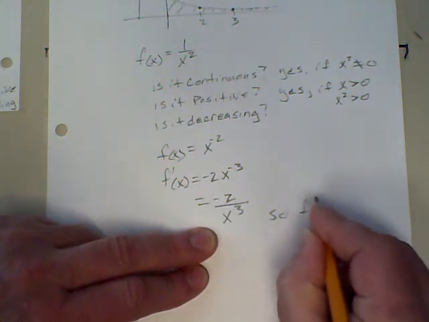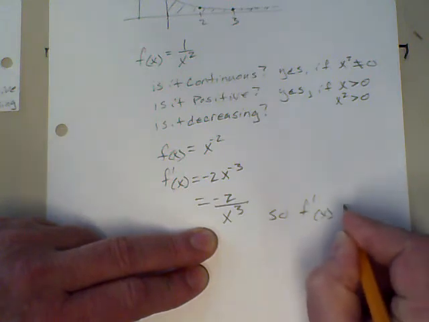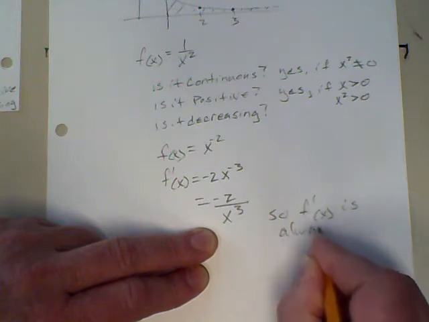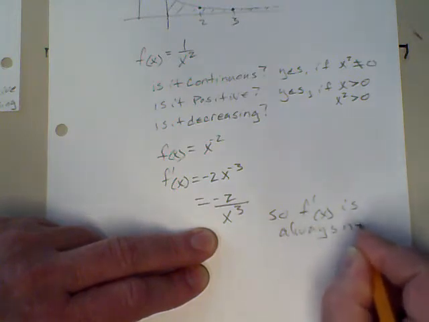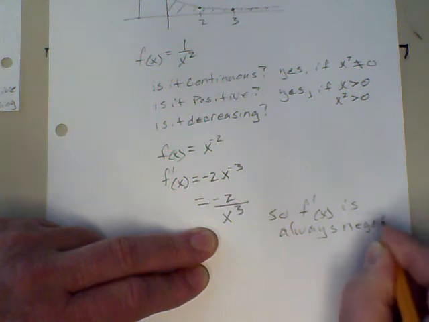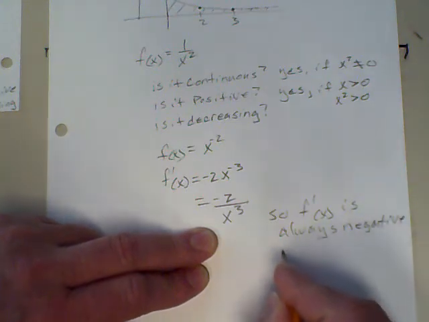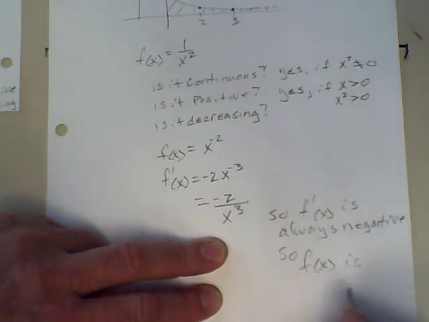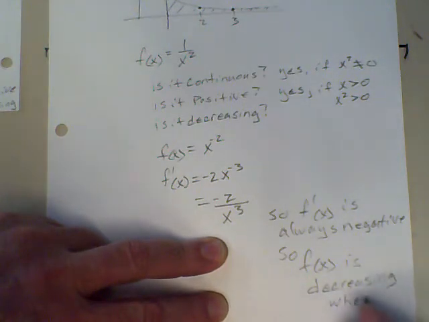So f prime of x is always negative, therefore we know f of x, the original function, is decreasing when x is greater than 0.